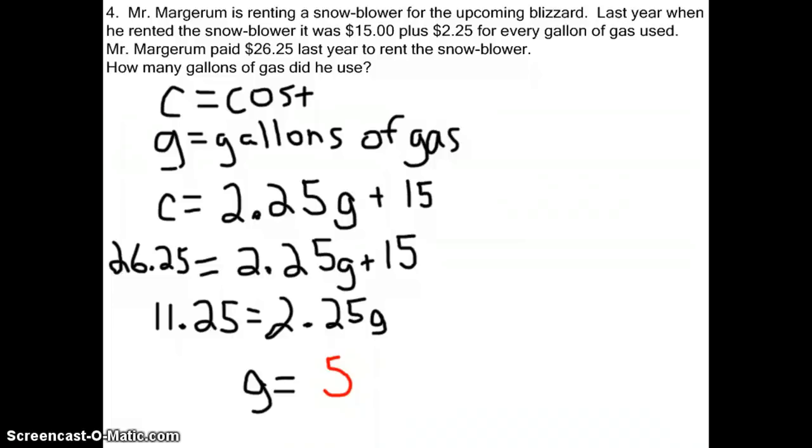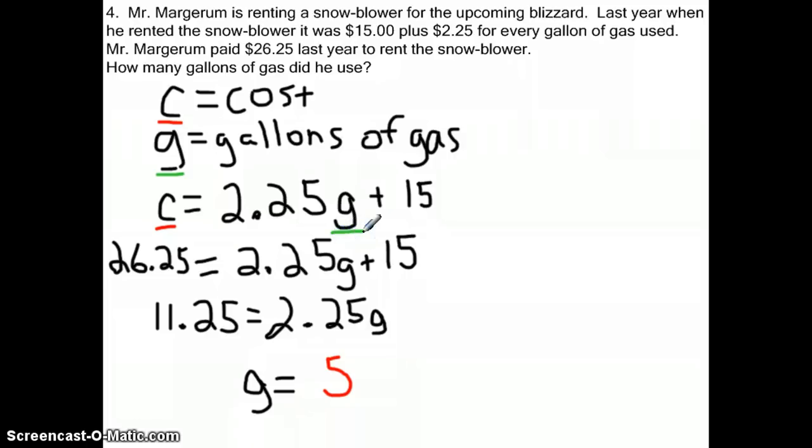Next question. Make sure you read it carefully, pick out the important parts once again, and show your work. Go ahead and pause. Okay, so for this one, what I wanted to do was set up an equation, and I kind of show you here how we did that. I made C my cost, and then I made my gallons of gas be G.